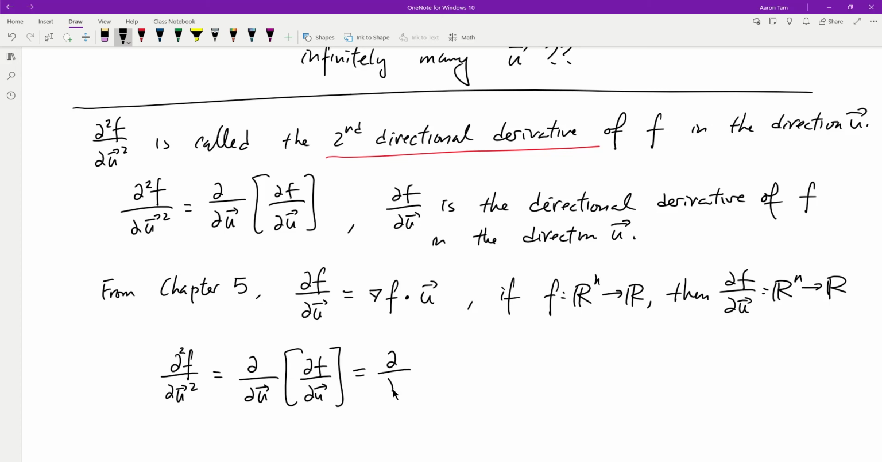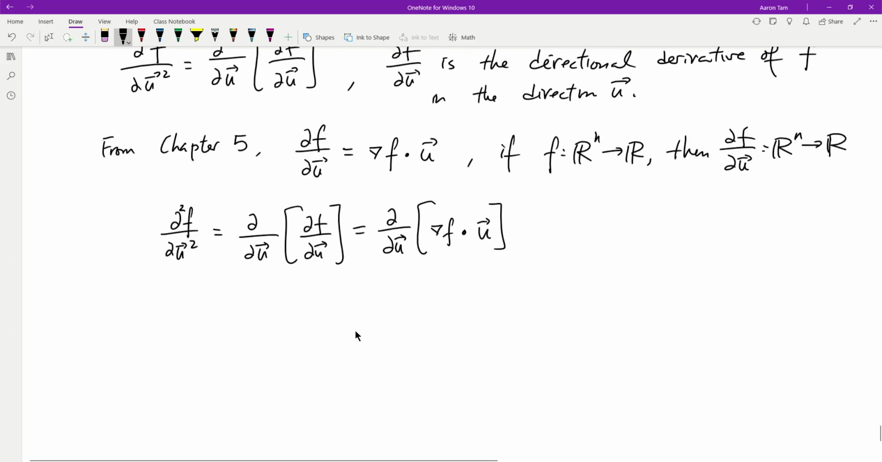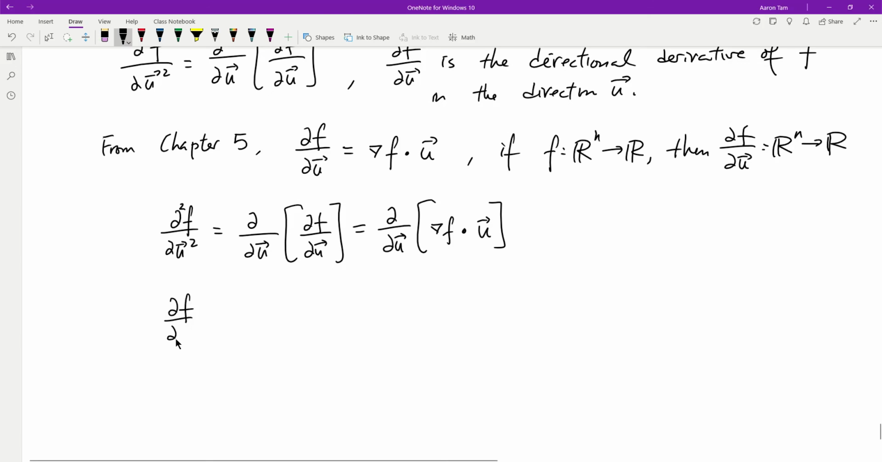And we already know that the directional derivative in the direction of u is the gradient of f dot product vector u. So to find the directional derivative of this expression, what I basically need to do is do the same thing that we did with the directional derivative. So how does the directional derivative actually work? Well, I'll show you. If you want to take the directional derivative of f in the direction of u, that basically means you are doing this. And that results in this.